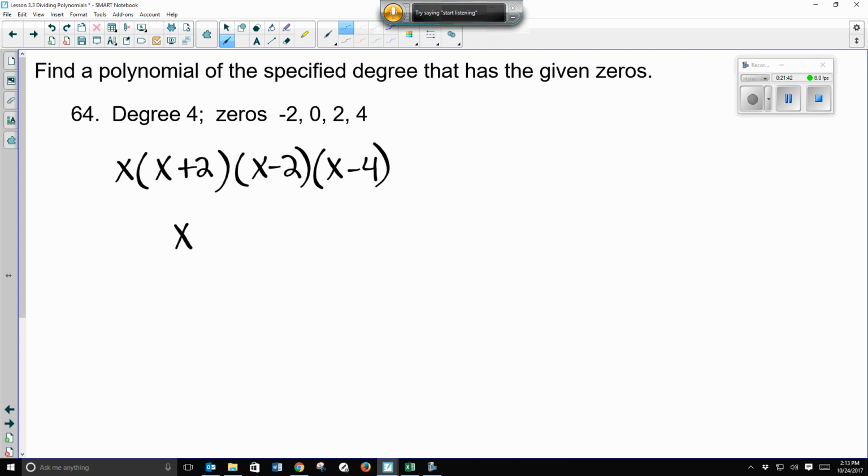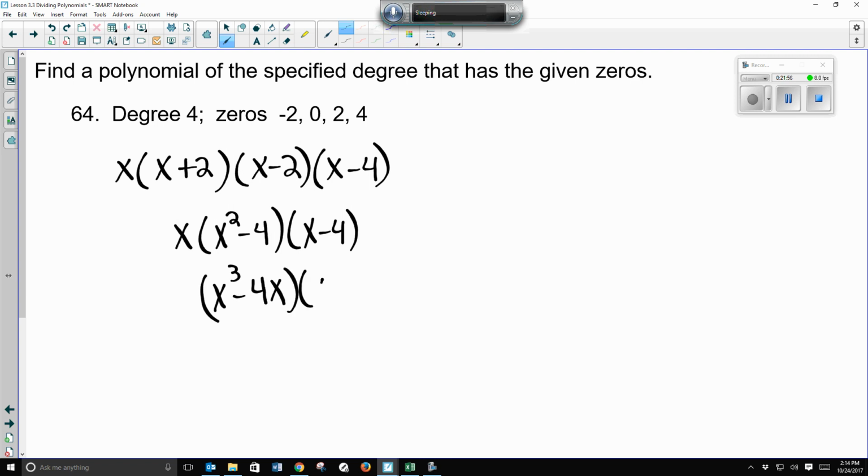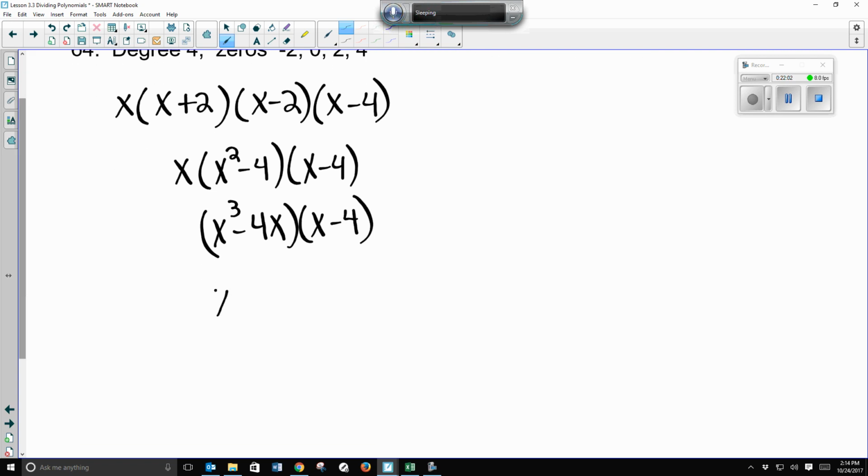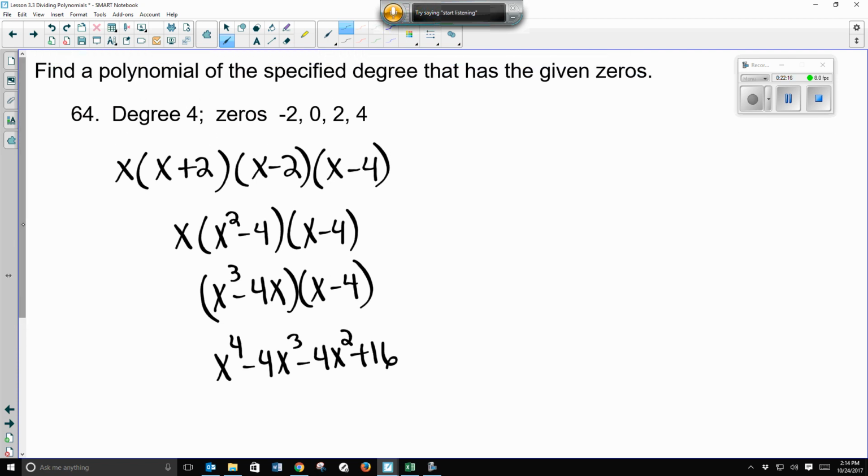X squared minus 2x. So that way I took care of that binomial quickly. And then distribute the x. And then all I have to do is use the FOIL method here. That's x to the 4th minus 4x cubed minus 4x squared plus 16. And I believe that's it. Did I do what they said? Find the polynomial of the specified degree that has the given zeros. It has a degree of 4, and here are my zeros.